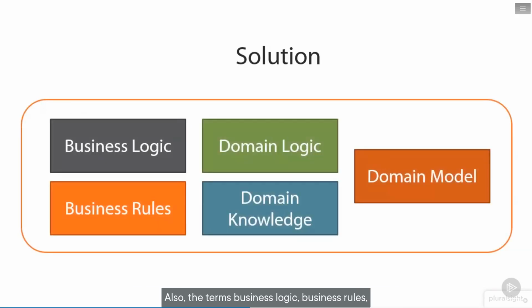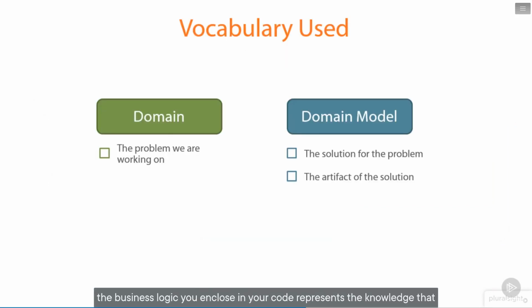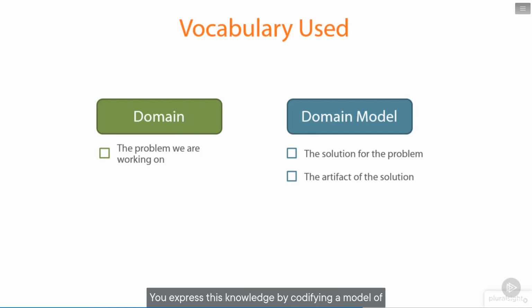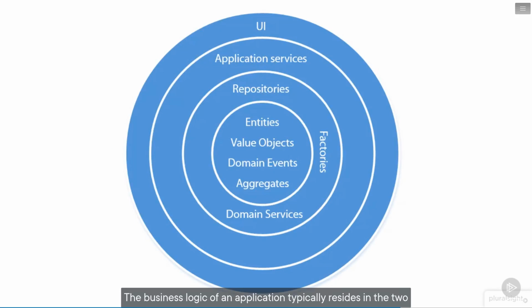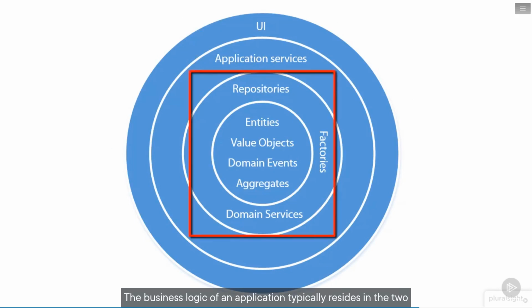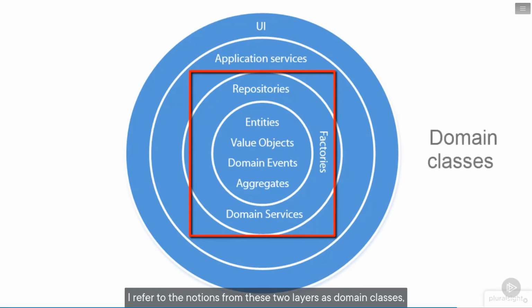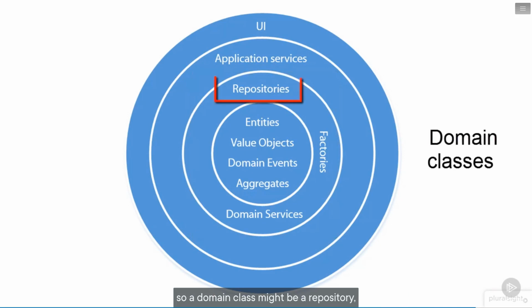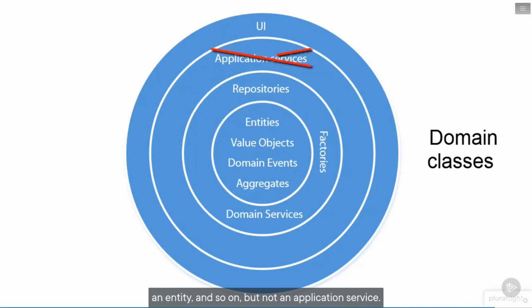Also, the terms business logic, business rules, domain logic, domain knowledge, and domain model are synonymous. You can think of them this way. The business logic you enclose in your code represents the knowledge that you as a software developer have about the problem domain. You express this knowledge by codifying a model of the domain you are working in, hence the term domain model. The business logic of an application typically resides in the two innermost layers of the inner architecture. I refer to the notions from these two layers as domain classes. So a domain class might be a repository, an entity, and so on, but not an application service. We will talk about the application services in the next module.